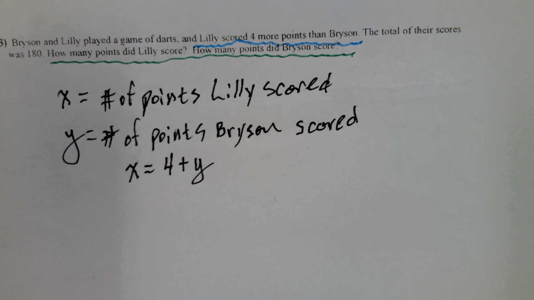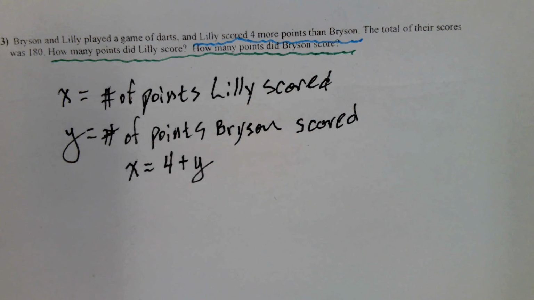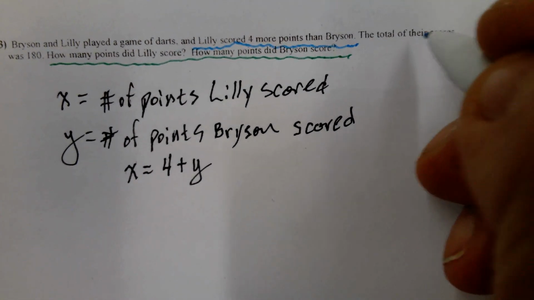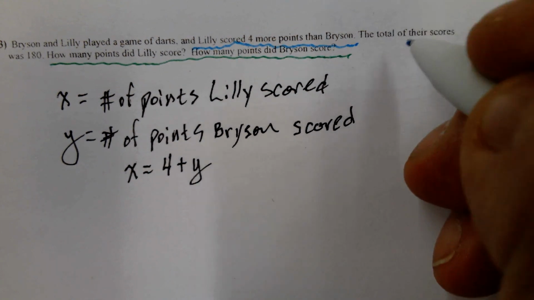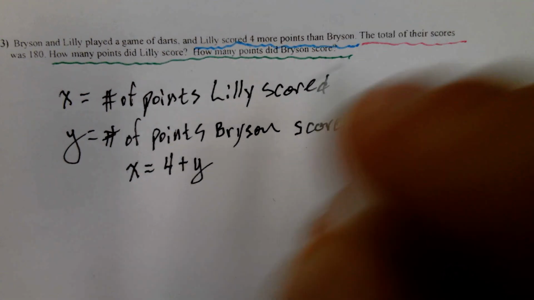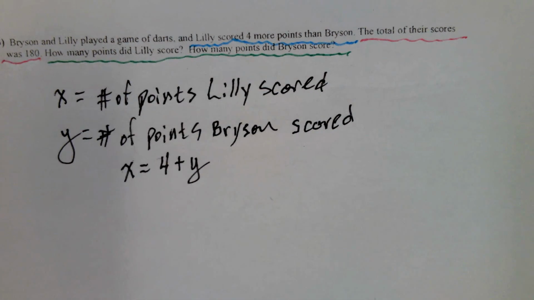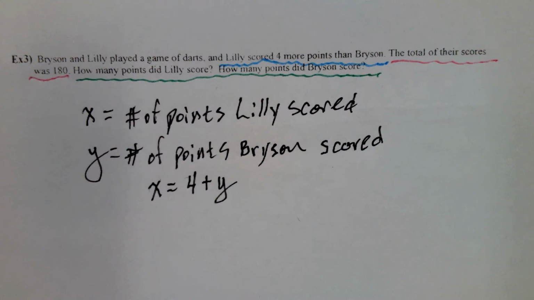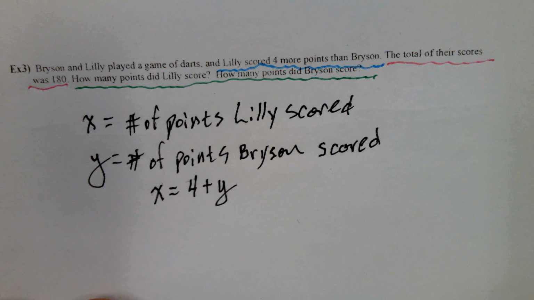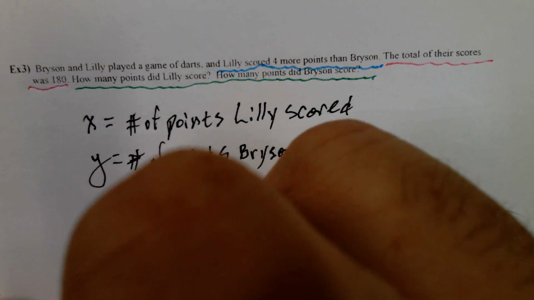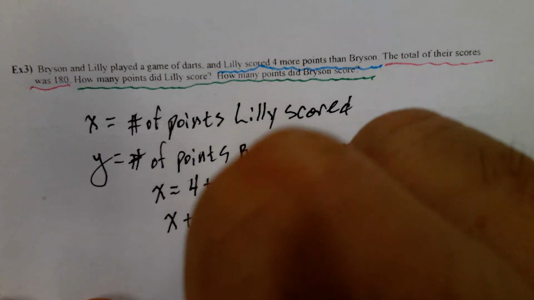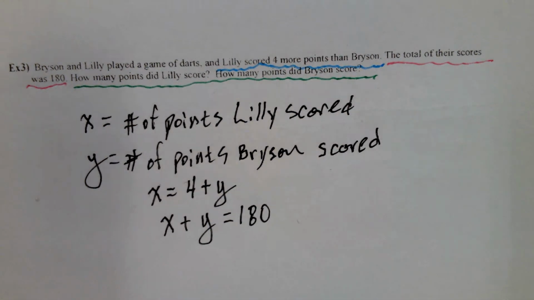Okay. All right. Now we need another sentence to come up with another equation. The total of their scores was 180. All right. The total of their scores was 180. Yeah. Her points, X, plus Bryson's points, Y, equals 180 points.